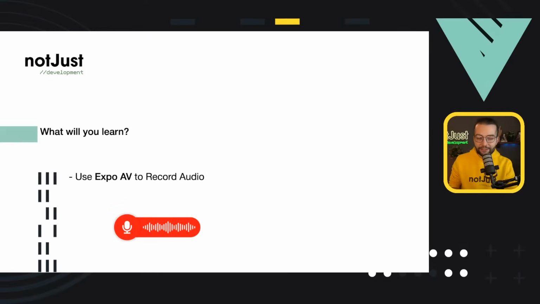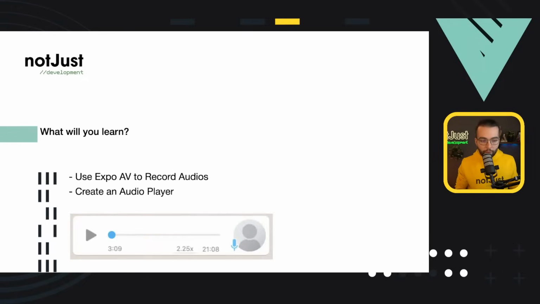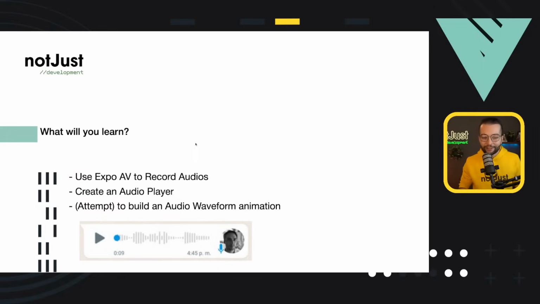So here is the list of things that you're going to learn. First of all, we're going to learn about Expo AV because we're going to use that for both recording audio and for the playback. After recording the audio, we will create a simple player and we will take inspiration from the WhatsApp voice messages player in order to play back the audio that we recorded. And lastly, we're going to attempt to build the audio waveform animation, also similar to how WhatsApp and other social media applications are doing. So I hope that you're as excited as I am for this tutorial.